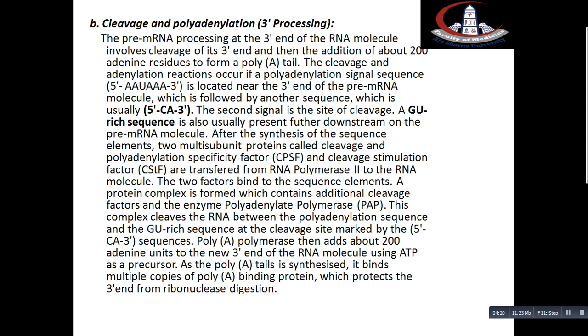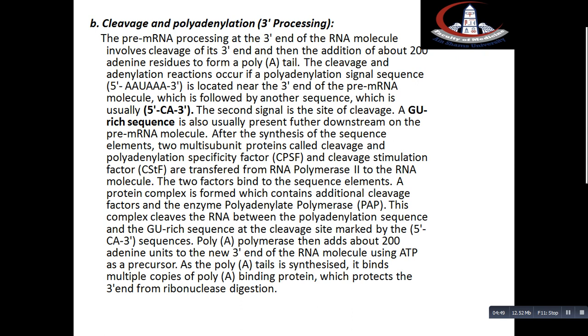This complex cleaves the RNA between the polyadenylation sequence and the GU-rich sequence at the cleavage site marked by the CA sequences. Polyadenylate polymerase then adds about 200 adenine units to the newly formed 3' end of the RNA molecule using ATP as a precursor. As the polyadenine tail is synthesized, it binds multiple copies of poly-A binding protein, which protects the 3' end from ribonuclease digestion.